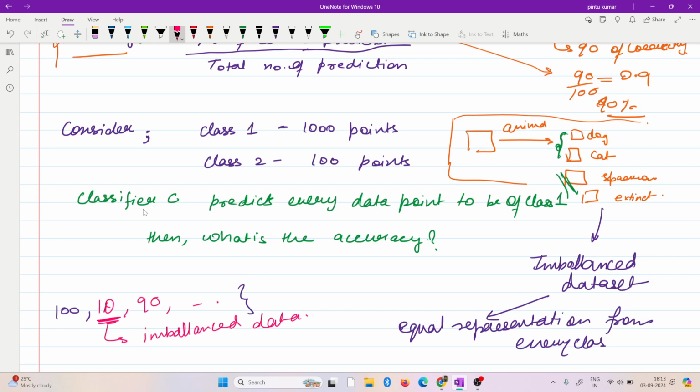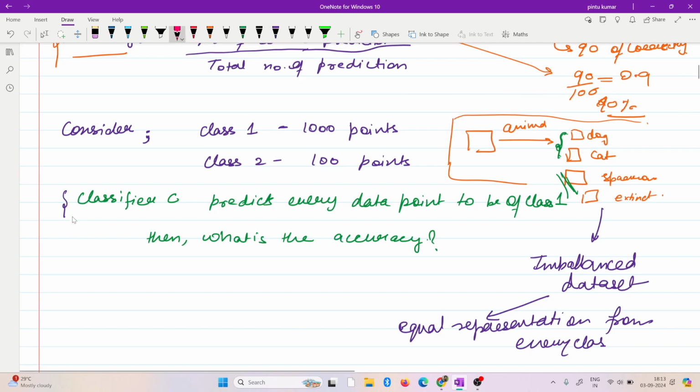Okay. So consider one such setup where you have 1,000 points from class 1 and 100 points in class 2. And let's say you define a classifier which predicts every point to be of class 1. No matter what input you give, it predicts everything to be class 1. So you can clearly say that it is a very poor classifier, because it gives you no information about class 2.